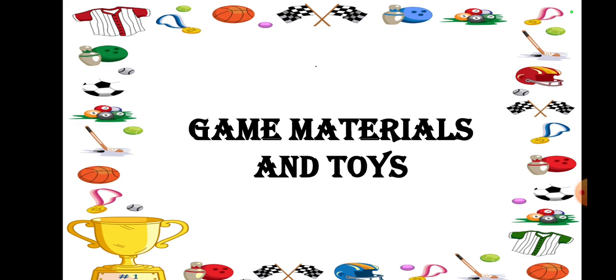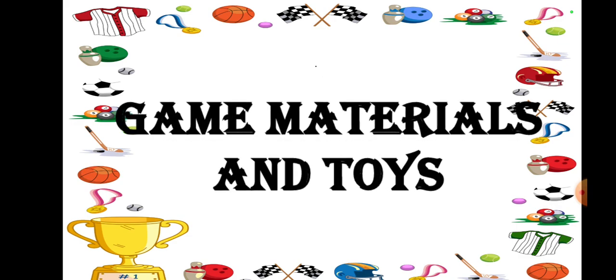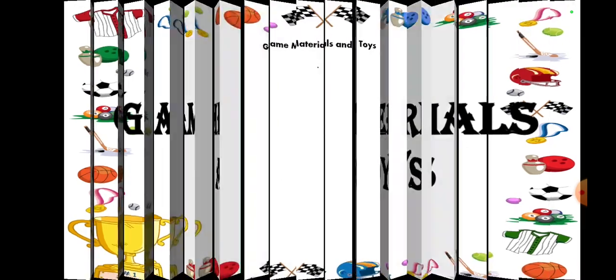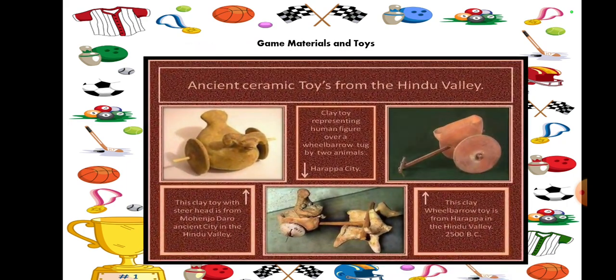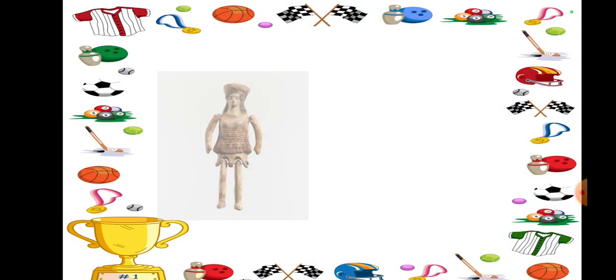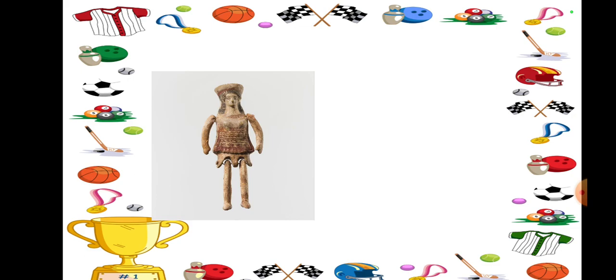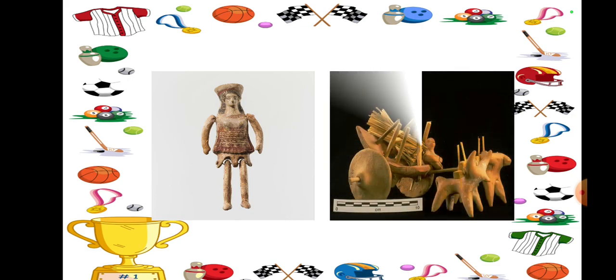Now game materials and toys. If we talk about game materials and toys, we'll see what was found from the ancient times. The means and equipment for the entertainment and education of children are called toys. Clay toys have been found in archaeological excavation. These toys were fashioned either by hands or by using molds. Dolls are mentioned in ancient Indian literature. So you can see ivory dolls. You can also see a bullock cart.